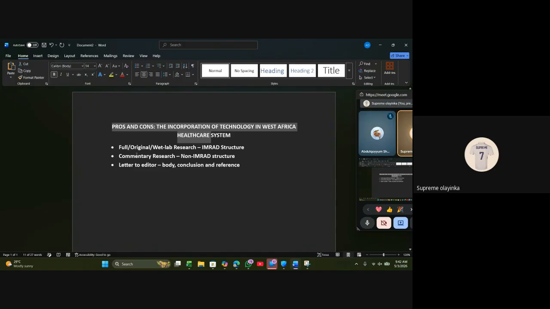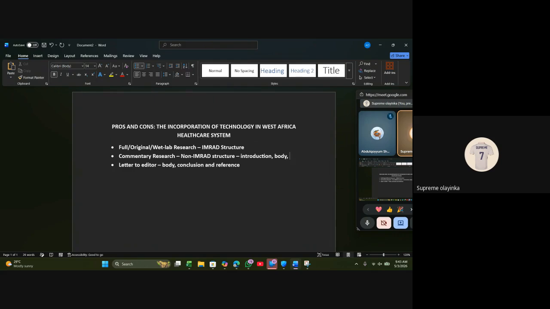Now, does it fall under commentary research paper? Yes, it falls under it because non-IMRAD structure means that it is starting with abstract and ending with conclusion and reference. That's like everything everyone knows. But in this case, we are writing the introduction. After introduction, what do we write? We write the body. So what is the meaning of body?